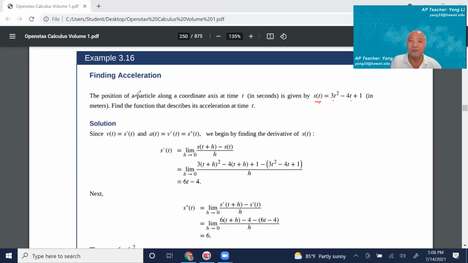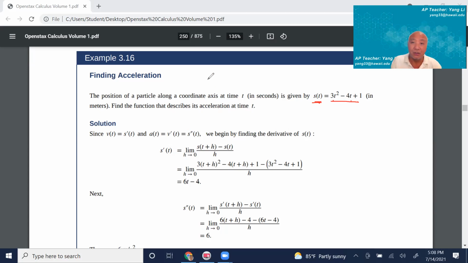All right. They said the position of the particle along a coordinate axis depends on the time. Okay. This one is generally a sort of linear motion, right? Here the position is equal to a function of time. This is a quadratic function here, okay? Now, find the function that describes the acceleration of t.